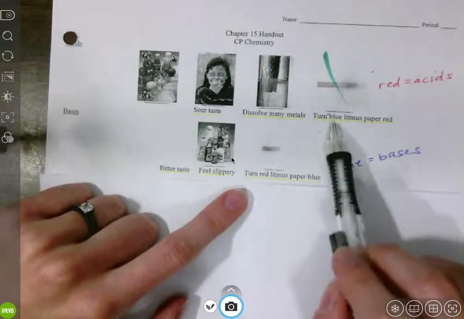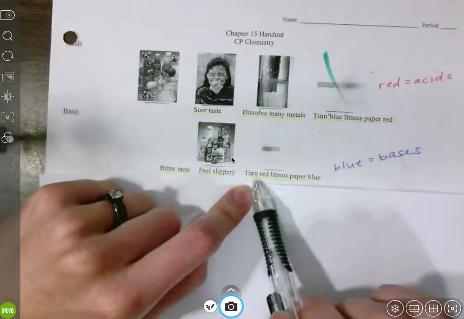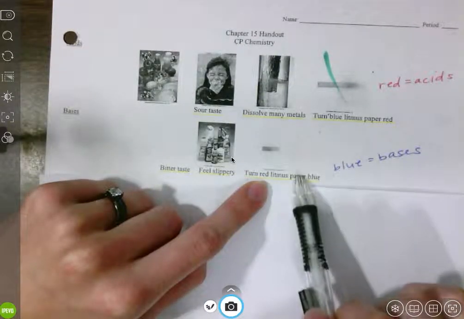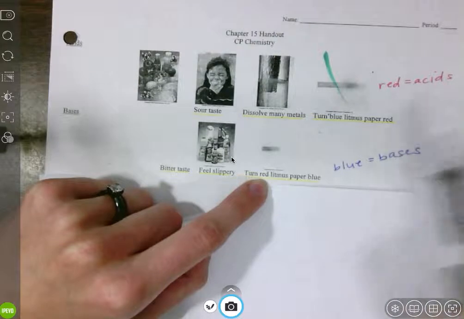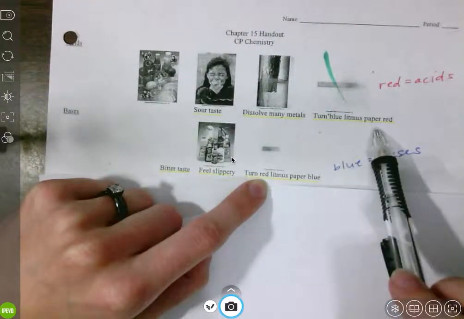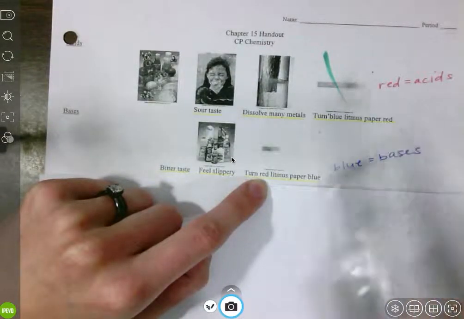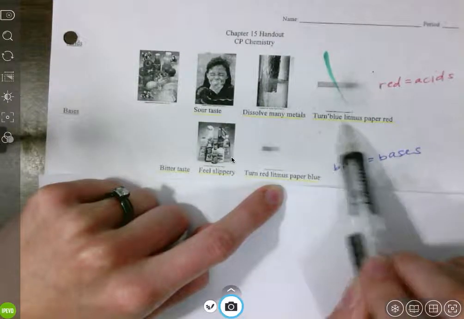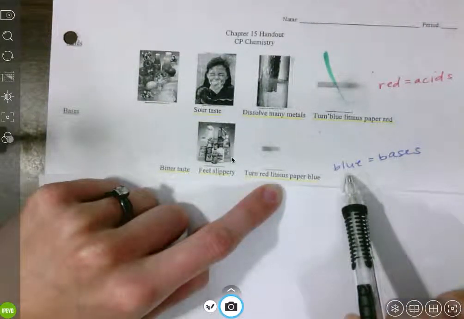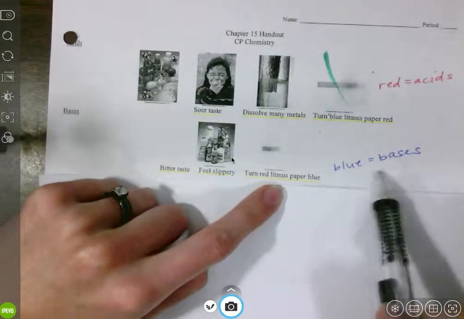For blue litmus paper, if we have red, that means we're dealing with an acid. For red litmus paper, an acid is not going to change it to blue. So if we have red litmus paper and we're dipping it into an acid, it's going to stay red. Blue litmus paper is going to change to red. So anytime we see red, we're dealing with an acid. For blue litmus paper, if we're dealing with the base, it's going to stay blue. But if we have red litmus paper, we're changing to blue.